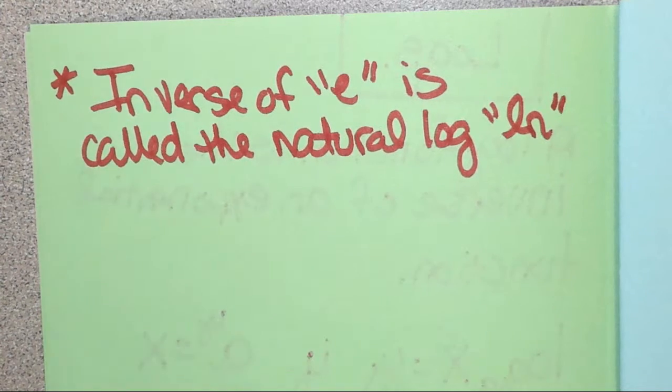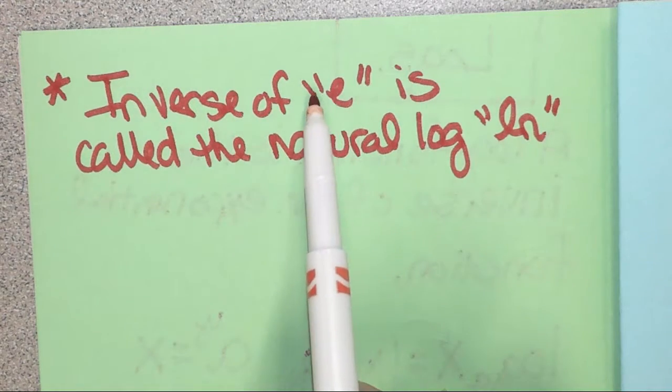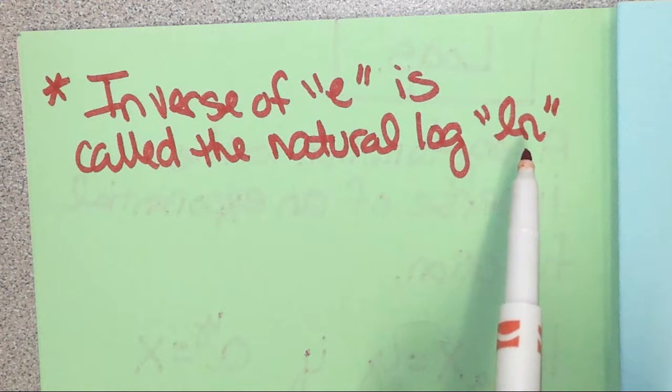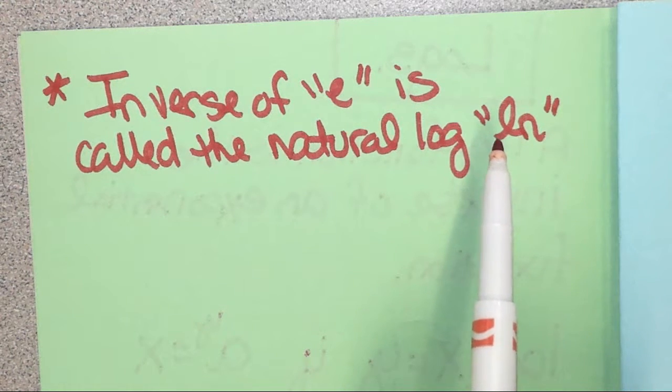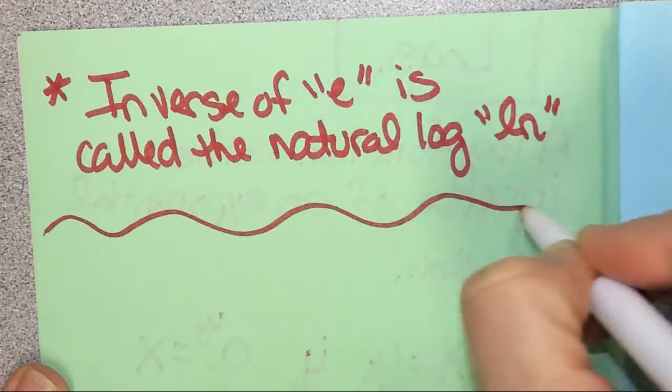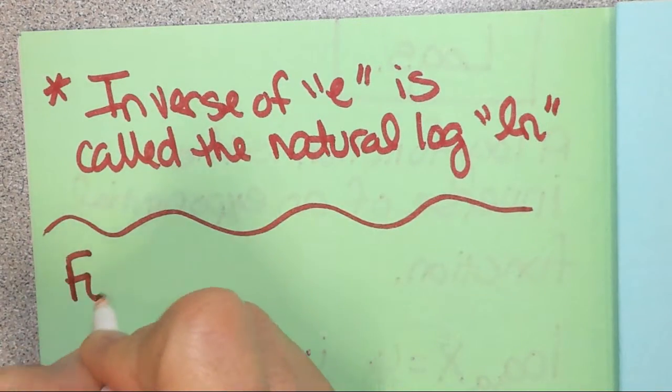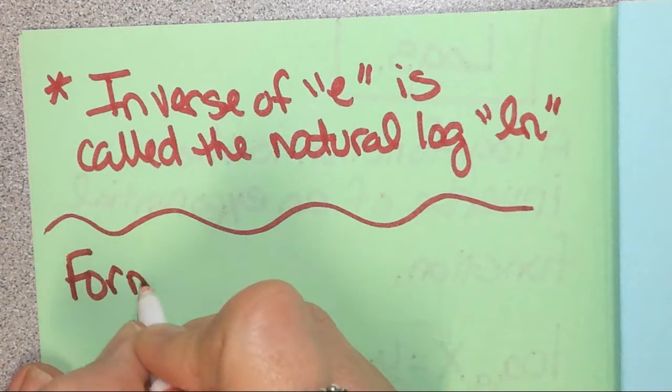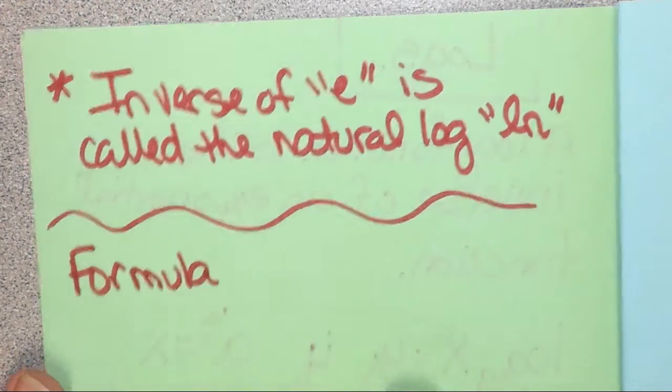So when I ask you to change things from exponential to log and log to exponential, you have to pay attention. If the letter E is in there, then you're not going to use log, you're going to use what instead? LN. If there's not an E in there, then you're going to use log. Okay? All right, the last thing we have to talk about is two little formulas. And we're going to learn how to quickly solve a log equation.